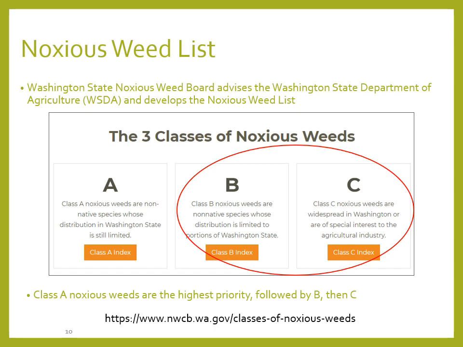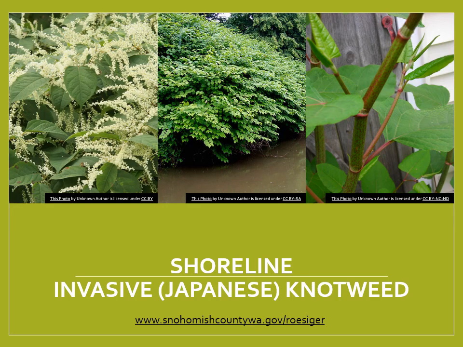Class A noxious weeds are the highest priority, followed by B and then C. As part of the 2021 survey, there were 3 shoreline invasive plants found. The first we'll talk about is invasive knotweed. We believe this to be Japanese knotweed, but this particular genus of knotweeds can be quite ambiguous. So for now, we're going with the invasive knotweed in the plan is how we reference it.